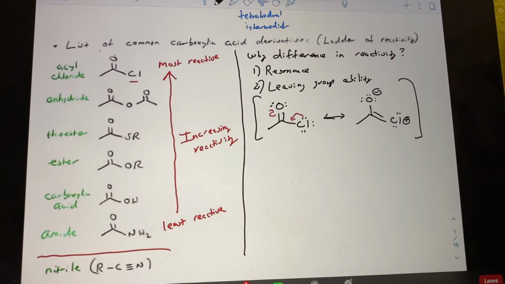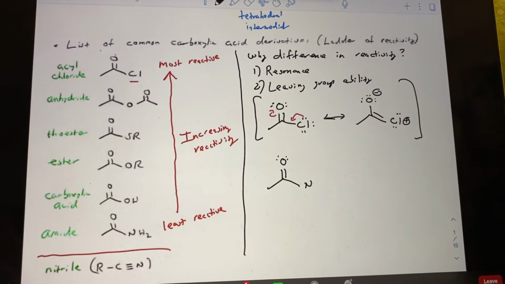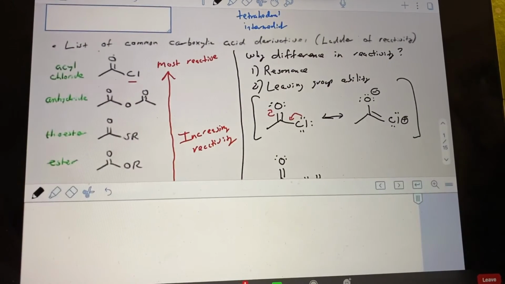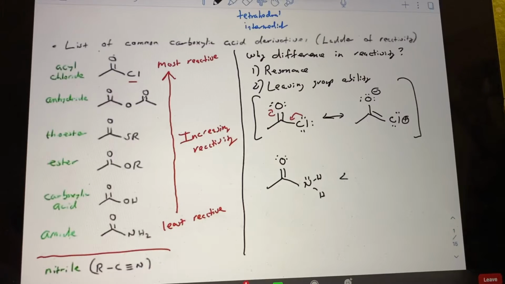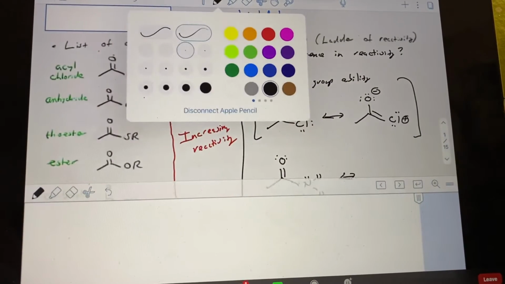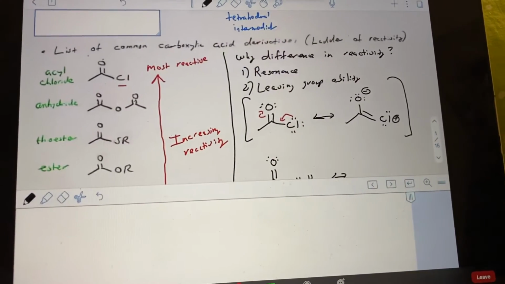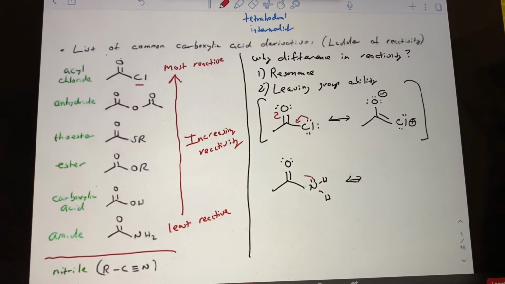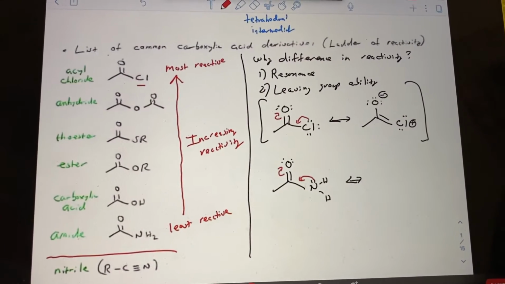So let's consider this, and let's consider the same thing now for the amide. And we'll just put two hydrogens here. So we could also draw a resonance structure. Okay, let's move these electrons here up onto this oxygen.